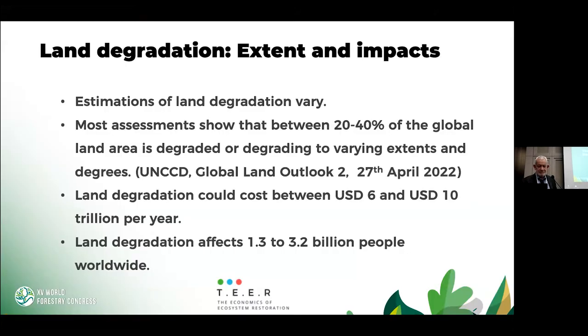Next slide, please. So as you know, land degradation is everywhere. These assessments vary a lot because they don't take into account the same degrees of degradation and have different assessment methodologies, so we just took the latest one. 20 to 40% of the land area of the globe is degraded or degrading, and this number is getting higher every year. One estimation is that land degradation could cost more than 10 trillion per year. And it also affects 1 to 3 billion people worldwide.